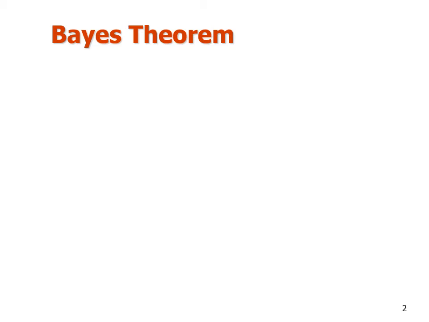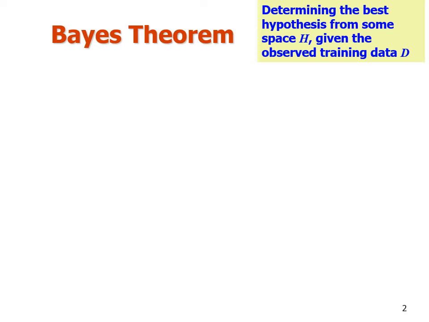Thus, in machine learning, we are often interested in determining the best hypothesis from some space H, given that we have some training data D. That means we always demand the most probable hypothesis H given the training data D, and in addition we may have some initial knowledge about the prior probabilities of the various hypotheses in the hypothesis space capital H. Bayes' theorem provides a direct method for calculating the probability of a hypothesis based on its prior probability, the probabilities of observing various data given the hypothesis, and the observed data itself.